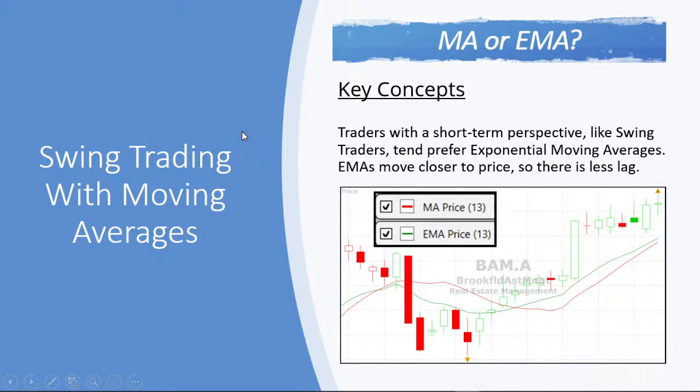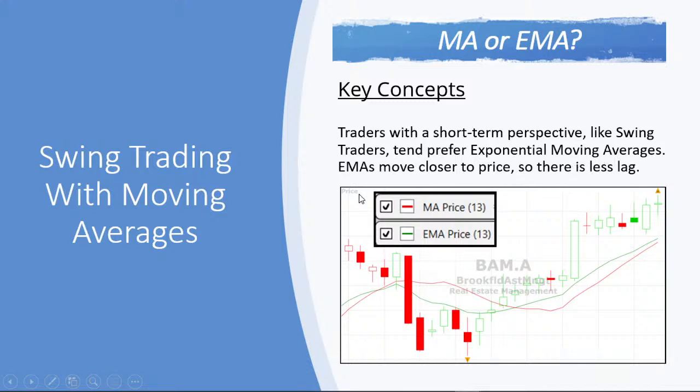But if you're a trader with a shorter term perspective, you tend to prefer exponential moving averages, EMAs, over simple moving averages, because EMAs move closer to price, so there is less lag. But let me say this. There is always going to be a lag. Moving averages are lagging indicators. They're not leading indicators, okay? So no matter which moving average you use, simple, exponential, or weighted, there's always going to be a lag.